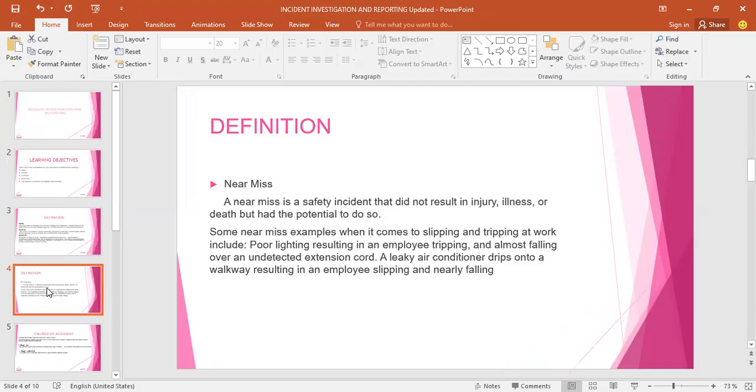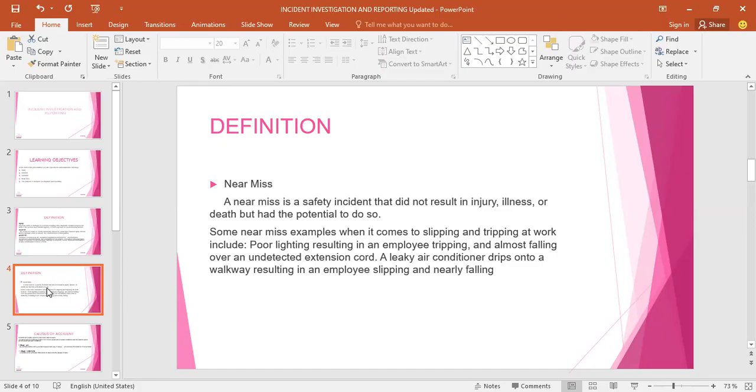Near miss. A near miss is a safety incident that did not result in injury, illness, or death, but had the potential to do so. Some near miss examples when it comes to slipping and tripping at work include an employee tripping because there was poor lighting, and then the person almost fell but did not fall. So you can see that in this scenario, the hazard was there. The hazard caused the employee to stumble, but it did not result in physical harm or environmental damage. However, that does not negate the fact that an accident could have happened.